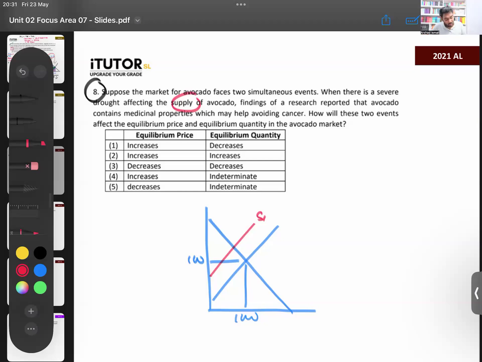Then also they are saying a finding of a research reported that avocado contains medicinal properties that will help avoid cancer. That means favorable consumer taste now. People think if you eat avocado, no cancer. That means the demand will increase. So if the demand increases and the supply decreases, Lamai, what happens? The equilibrium price, for sure, will go up. Okay, equilibrium price for avocados will go up. But what about the quantity?